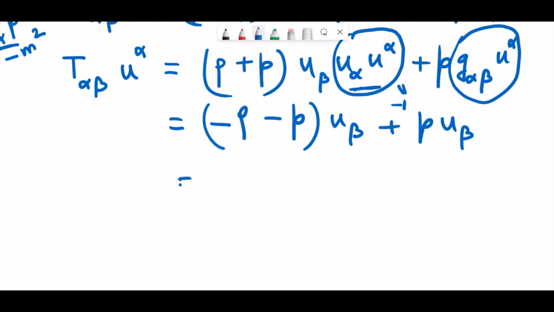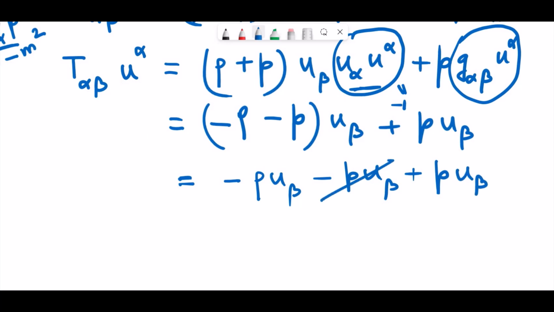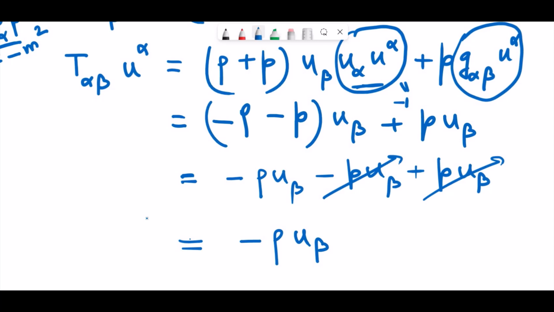So we can clearly see what we get here. This is simply negative rho u beta, negative p u beta plus pressure times u beta. Obviously this cancels this one, and all that remains is negative rho times u beta. Now, this thing here, where we have T alpha beta u alpha equal to negative rho times u of beta, this is a fantastic result.